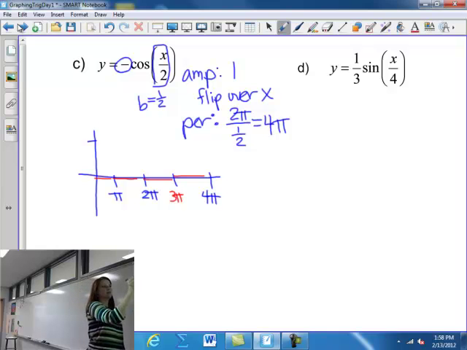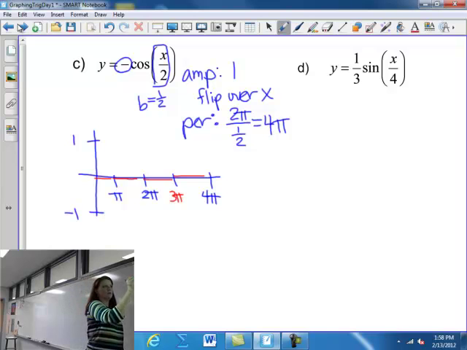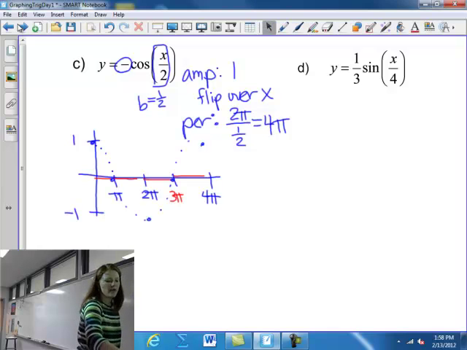Okay, the amplitude is 1. I agree. Still 1. And this is a cosine. So where are we going to start for cosine? We started at positive 1 for a cosine graph, but this thing gets flipped over the x-axis. So I'm going to put my dots on here first. So this would be the cosine of x over 2 without the negative? Yes, this is the cosine without flipping it. And then we just need to flip it over the x-axis.